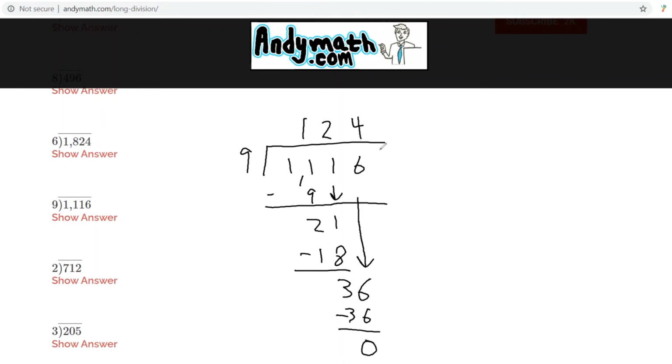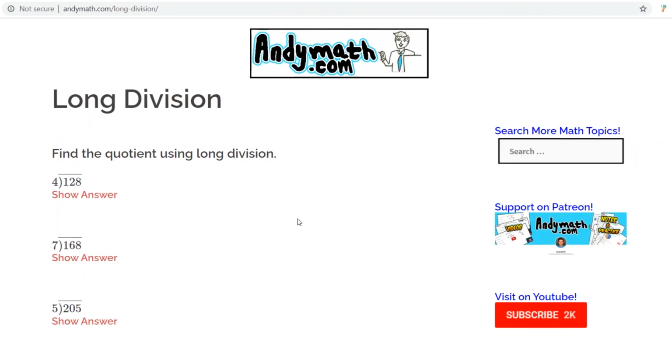And if we get a 0 at the end, and we're done with all of our numbers, that means there's no remainder. So the answer should be 124. And we can check that. 124 is the answer.